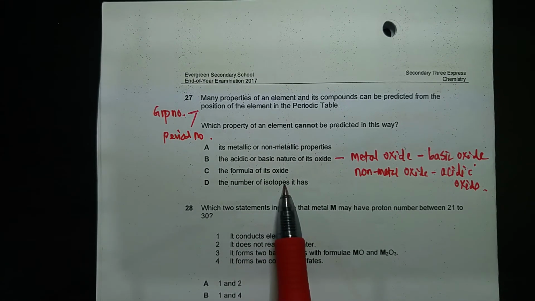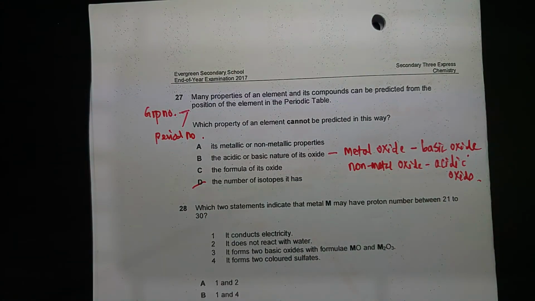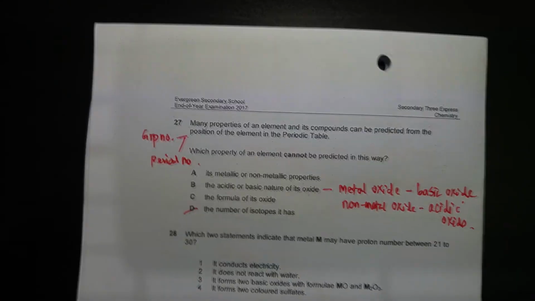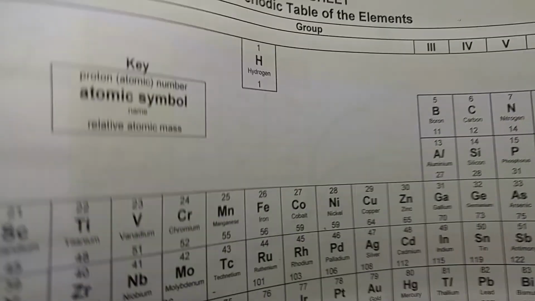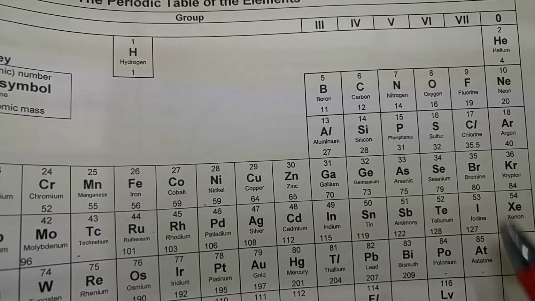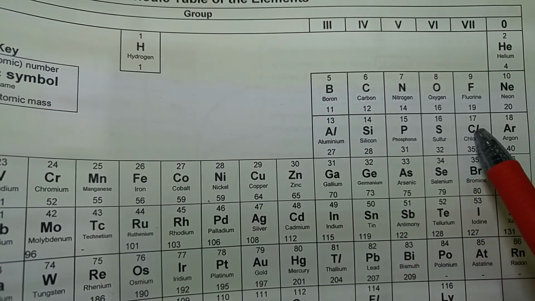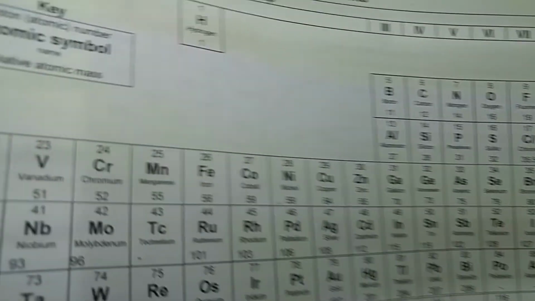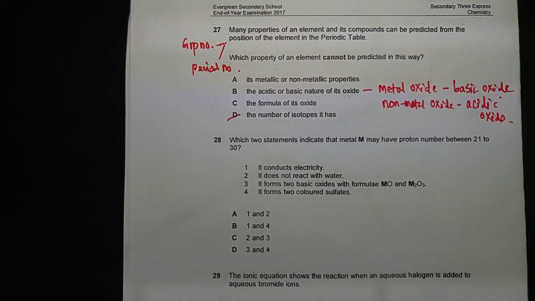The number of isotopes, this one we don't know. This one is impossible to know. For example, chlorine has two isotopes, right? Chlorine 35 and chlorine 37. Where is chlorine in the periodic table? Chlorine is here. It is in group 7. Group 7, two isotopes. Why? How do I know? That's why the position of the element in the periodic table cannot tell me how many isotopes the element has.